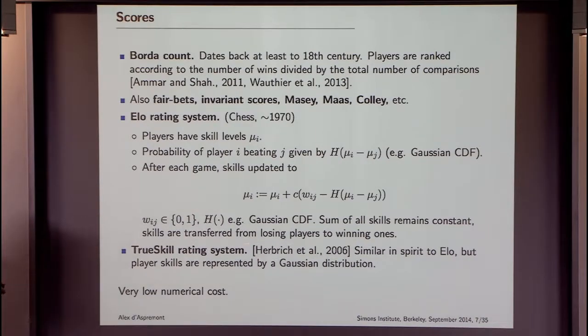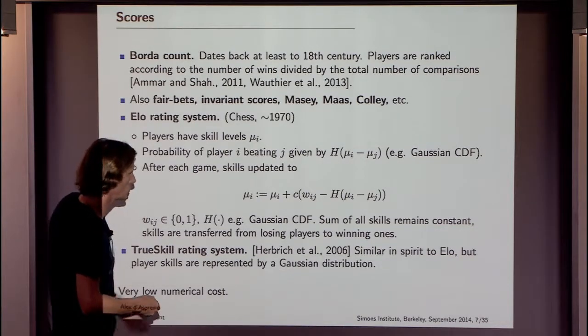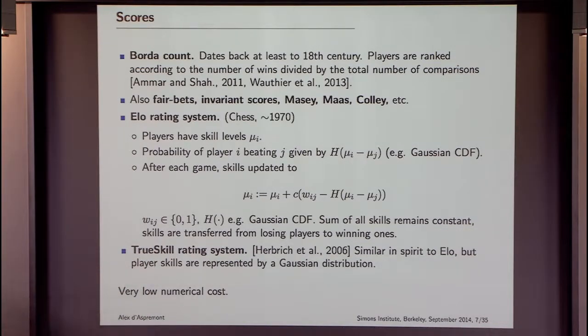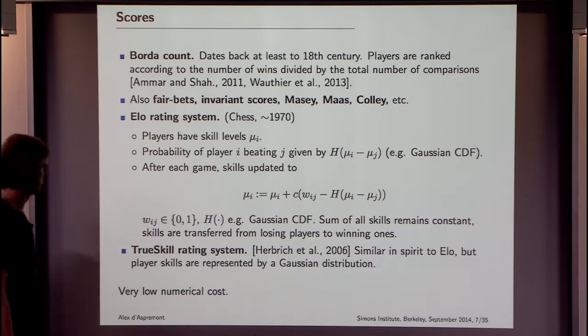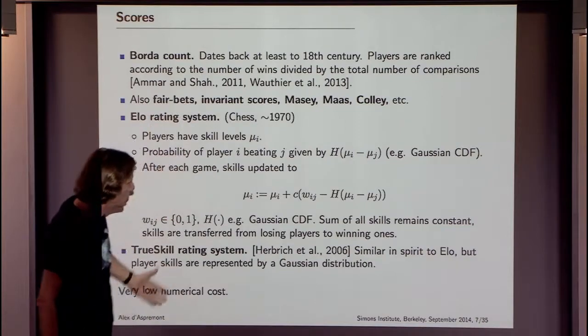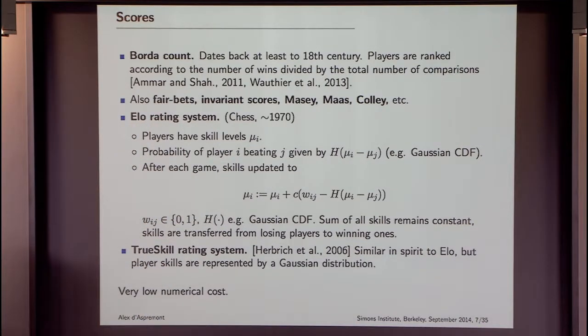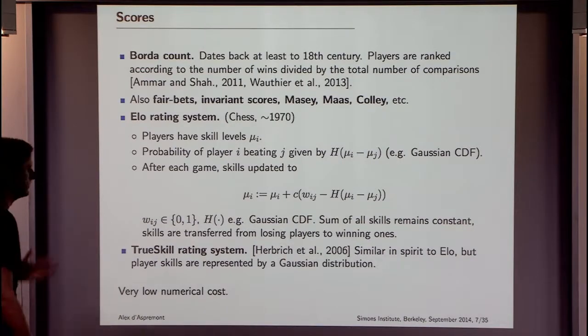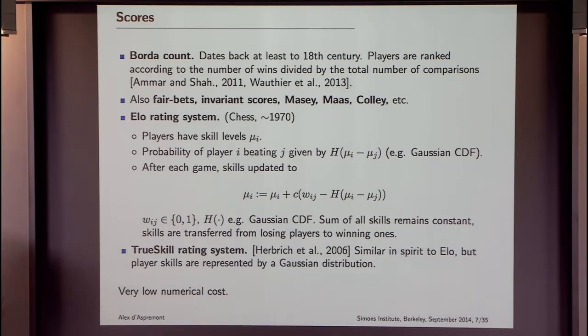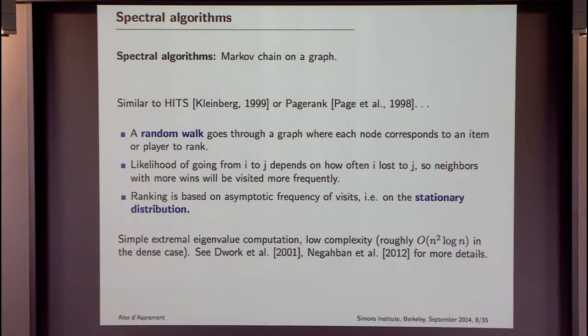And there's a variation on this system where the skill sets of the players are represented by Gaussian distributions, and where you use statistical inference methods to basically do the same thing you're doing here. Okay? And again, the main point of these things here is that the numerical cost is minimal. Okay? So you don't compute anything from a numerical point of view. So that's one obvious approach.